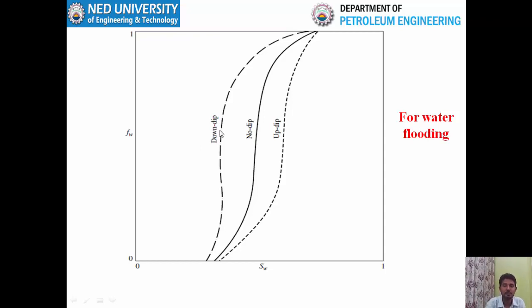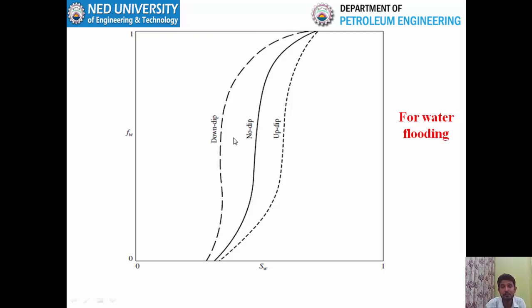Obviously in the down dip condition, when you are injecting water from the top of the reservoir, water will flow more easily because gravity is now assisting the flow of water, because water is denser. So water will reach the production well, which is at the bottom, much earlier as compared to the reverse case when the injection well is at the bottom and the production well is at the top.